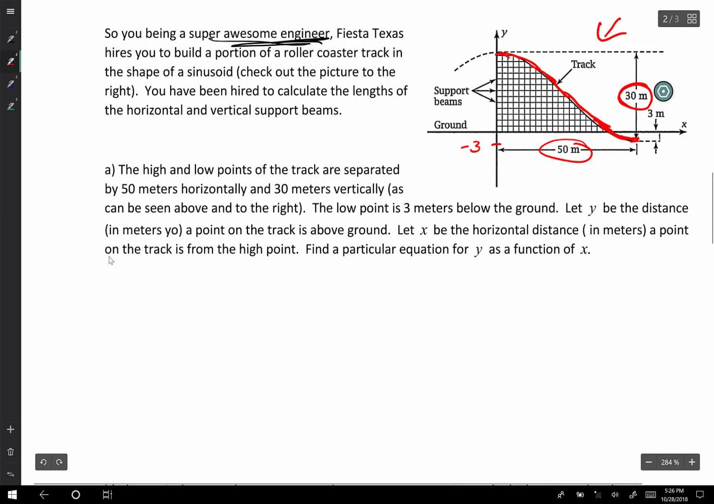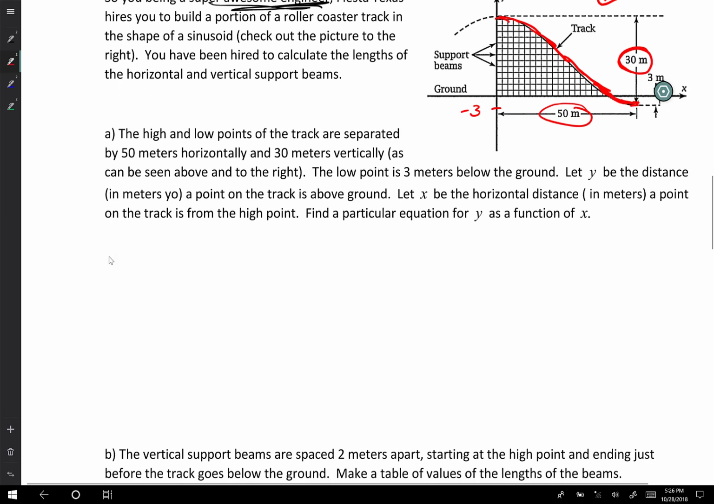That looks pretty straightforward. So let's see. What do we do first? I guess we're going to be using cosine because we're using this peak right there. Let's find the period first. From highest to lowest, it's 50 meters. And this is 50% from high to low. High to low, that's 50% of a cycle.